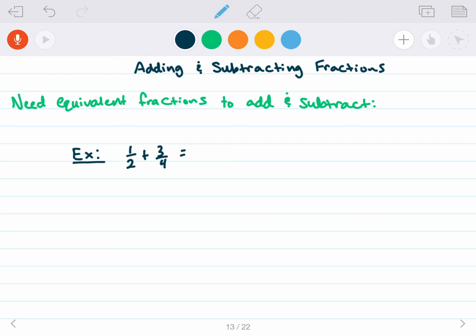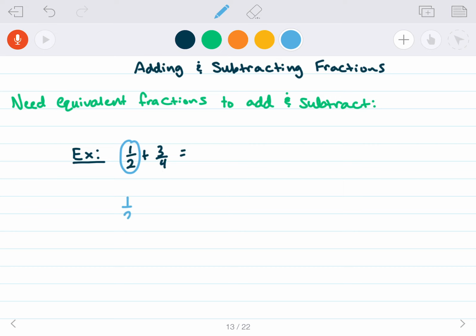Now, if I asked you to tell me half of a pie plus 3/4 of a pie is, it would be kind of hard to visualize, right? So the idea is we want to change one of these fractions to have the same denominator as the other. So I want to look at changing 1/2 to have 4 as the denominator so that I can add these easily.